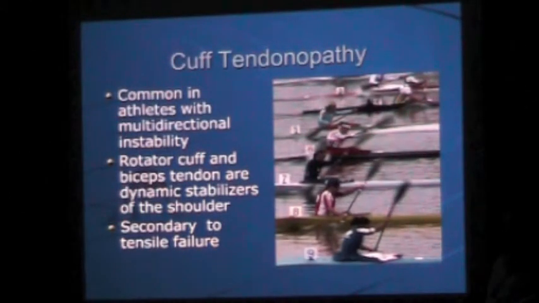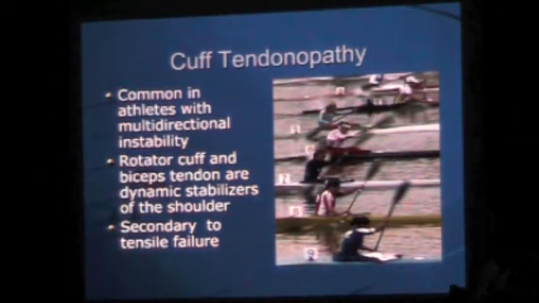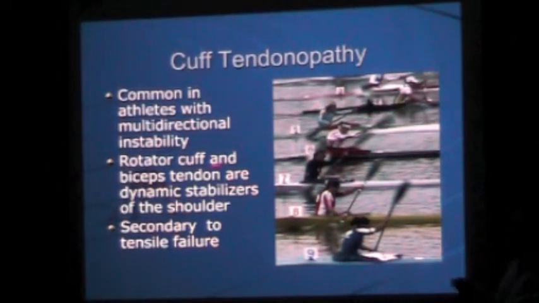Cuff tendinopathy. Adam did a good job of describing the difference between tendonitis and tendinopathy. Most of the problems we see are tendinopathy. Tendonitis may be just the acute phase of it. The tendinopathy is kind of the long-term result of degeneration within the tendon itself. Common in athletes with multidirectional instability. I mean, think about this. These athletes that have these shoulders that are unstable, their muscles are working overtime. So the tendons are constantly getting stressed, and so they're going to develop a tendinopathy, and they're going to be at higher risk for that.